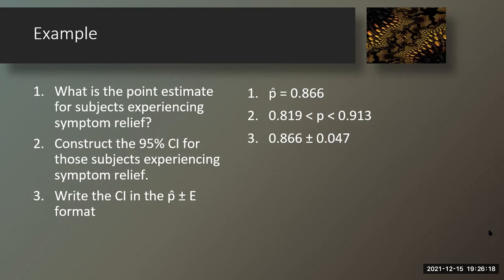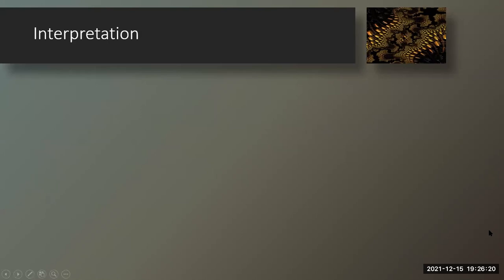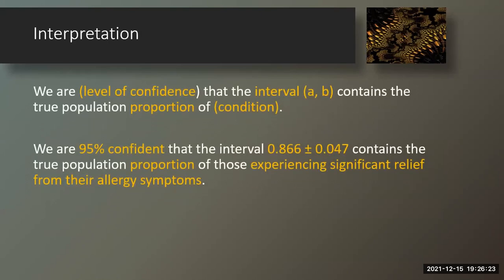Now, we also had in this section an interpretation. We have a level of confidence that the interval contains the true value that we are interested in. So in this case, we are 95% confident that that interval, 0.866 plus or minus 0.047, contains the true population proportion of those experiencing significant relief from their symptoms. And that's a mouthful. Will you have to regurgitate that kind of mouthful? No. But that's exactly where it needs to go.